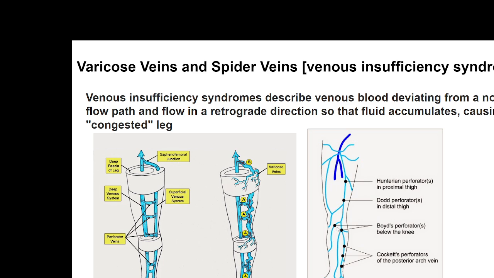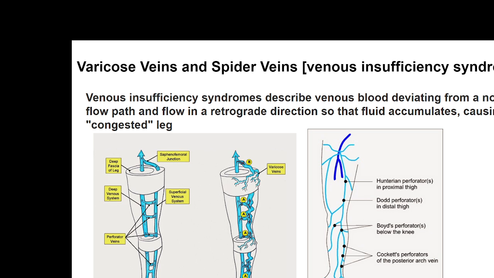Now, an abnormality, a retrograde flow, can occur when the deep vein is blocked. If the deep vein is blocked, then all the blood has to go through the saphenous system, the superficial venous system, and then it gets dilated. That's one pathology, a condition where there is a blockade.